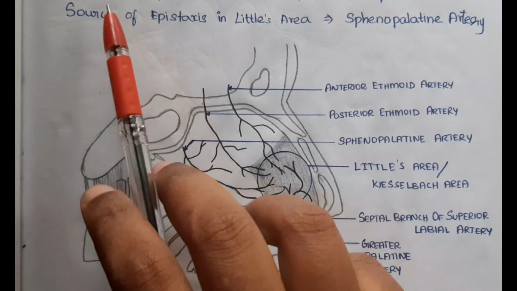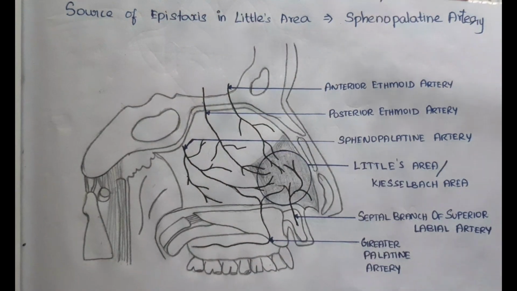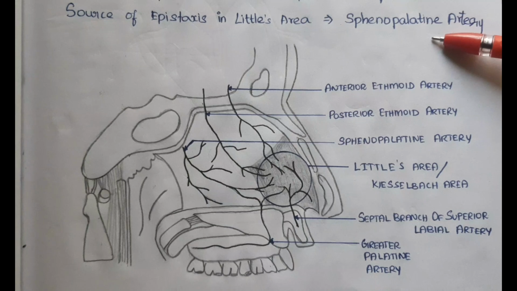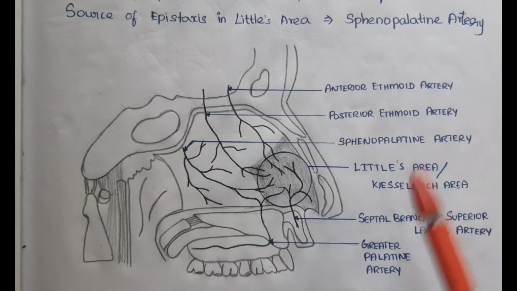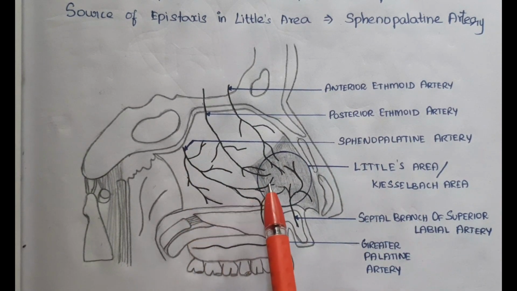Epistaxis is also called a nosebleed. The source of epistaxis in Little's area is the sphenopalatine artery. The sphenopalatine artery is the artery usually responsible for refractory epistaxis.